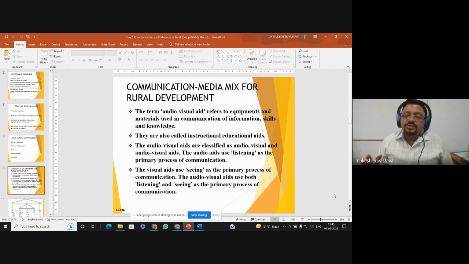Audio aids are those means where we use aids for listening only, and this is a primary process of communication. And we use visual aids for seeing, another primary process of communication. So seeing and listening are both important. But we use different kinds of medium to portray different kinds of information in front of these rural people.